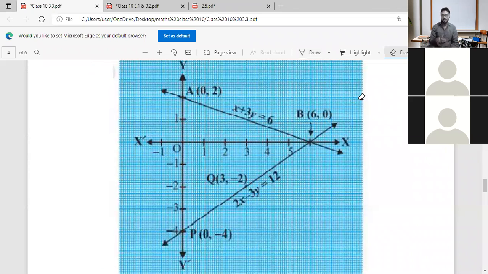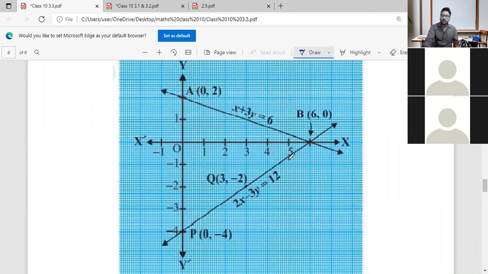You should be drawing all this in your notebook. Okay, then only you will learn. I'm just teaching you now, but only when you try to draw will you learn. So that's why I'm telling all this.